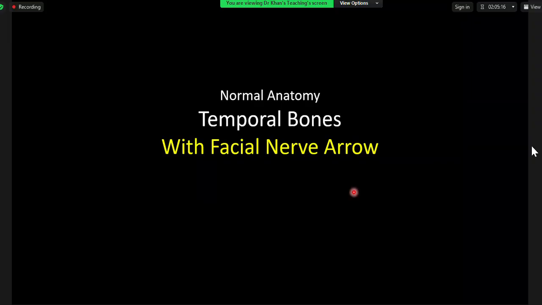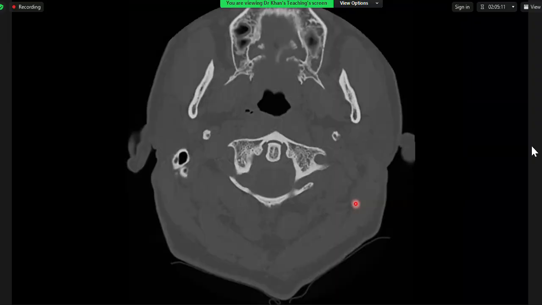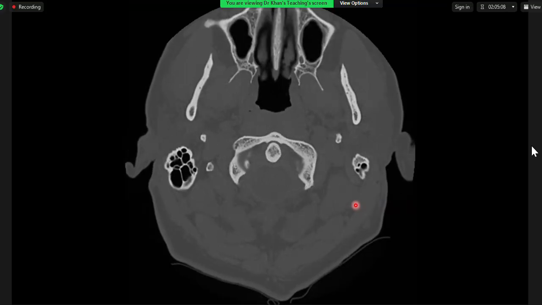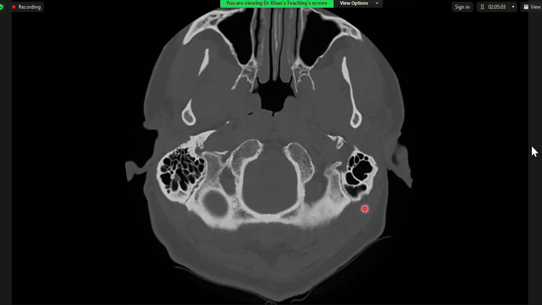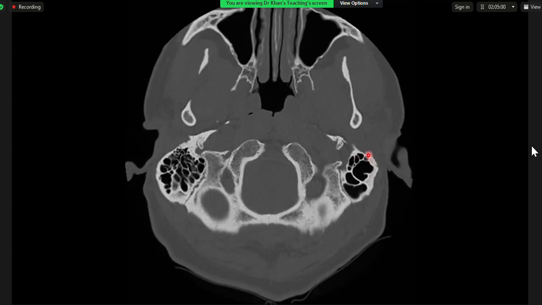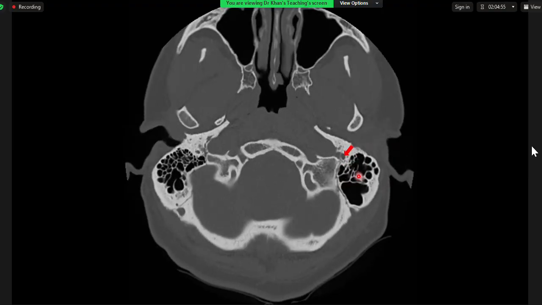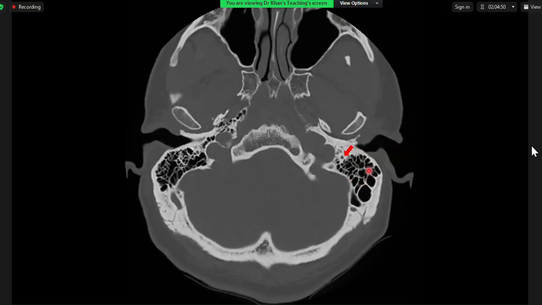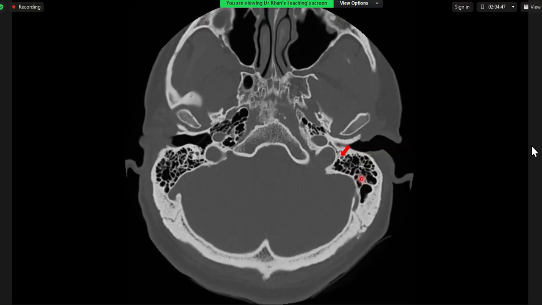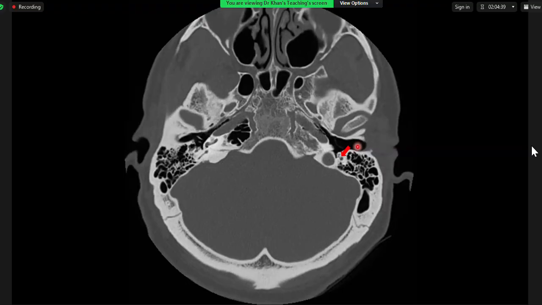So let's see the anatomy on an axial bone window. First of all, let's have a global view. So this is axial and I am going from inferior to superior. So in my view are mastoid air cells, which can be variable, please remember. First of all, we will just have a global view and then we will have a more detailed view. Here is the external auditory canal. Anteriorly, there is the TMJ, the temporomandibular joint.